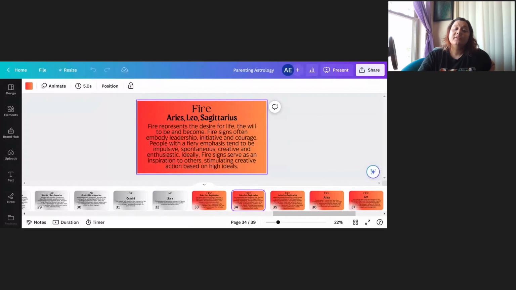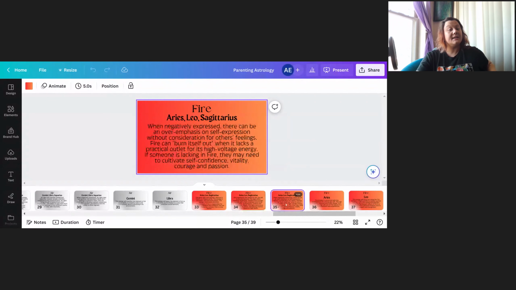Also with fire, fire represents the desire for life, the will to be and become. Fire signs often embody leadership, initiative, and courage. People with fiery emphasis tend to be impulsive, spontaneous, creative, and enthusiastic. Ideally, fire signs serve as inspiration for others, stimulating creative action based on high ideals. When negatively expressed, there can be an overemphasis on self-expression without consideration for other feelings. Fire can burn itself out when it lacks a practical outlet for its high voltage energy. If someone is lacking in fire, they may need to cultivate self-confidence, vitality, courage, and passion.